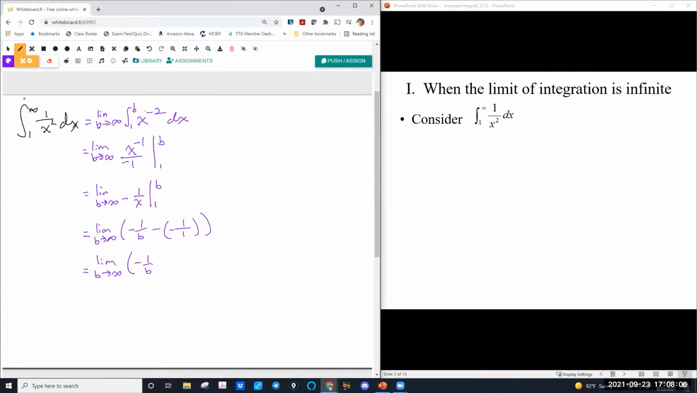That 1 over 1 is 1. We've got minus and negative, so plus 1. The constant doesn't depend on b. So if we want, we can say really all we want to calculate is the limit as b goes to infinity of negative 1 over b, and then we're going to add 1 to whatever that is. So this is the limit we have to calculate.